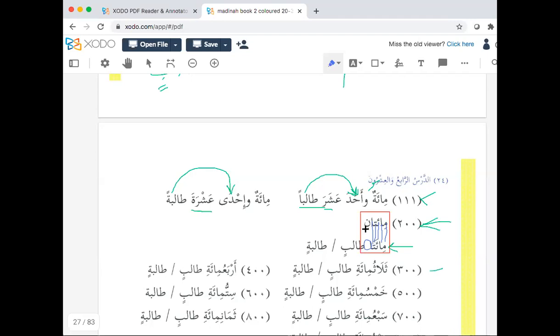أعوذ بالله من الشيطان الرجيم. بسم الله الرحمن الرحيم. تبت يدا أبي لهب وتب. No. That's your clue.